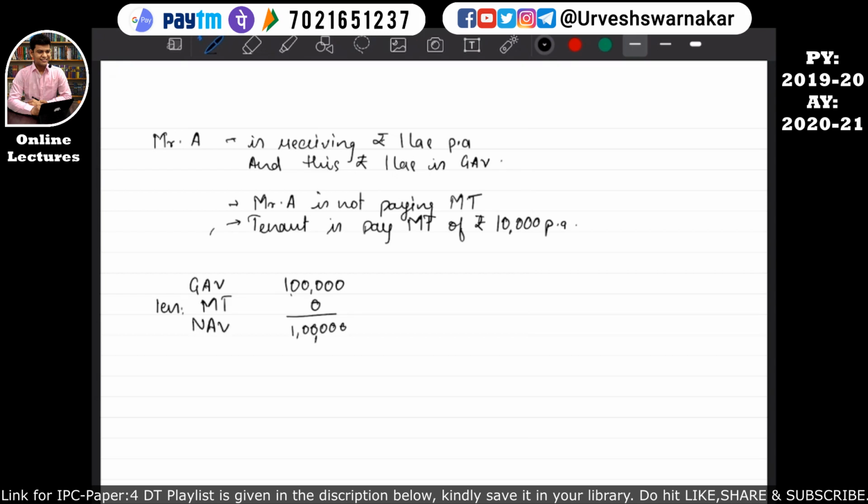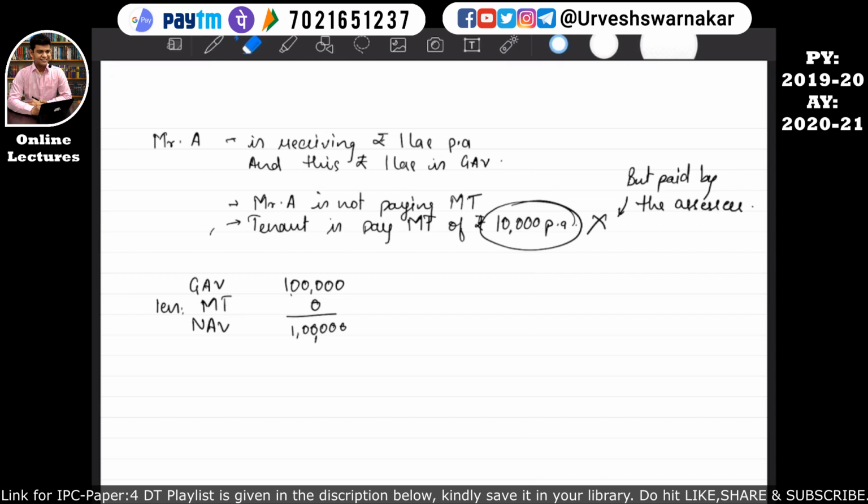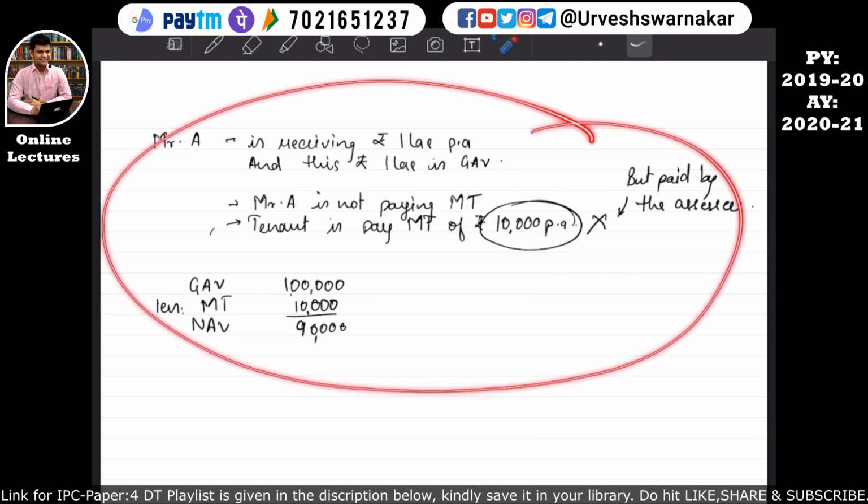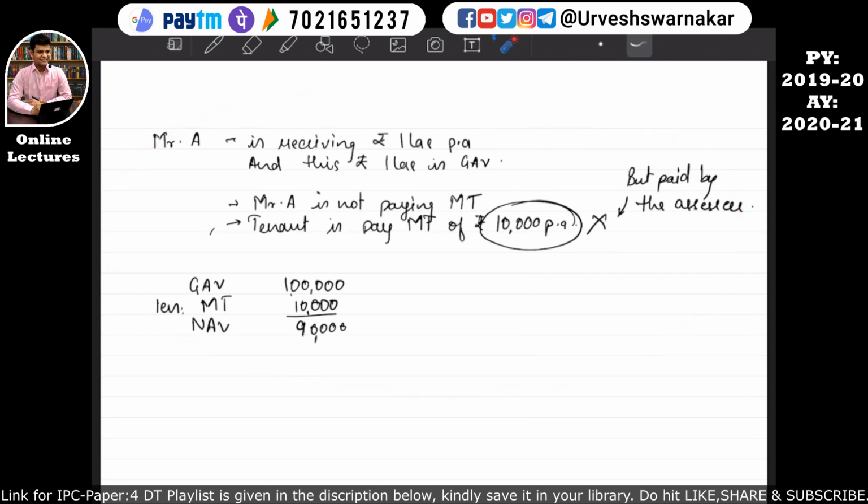But if this 10,000 had not been paid by the tenant but paid by the assessee, then only it would be allowed. That means this 10,000 will be allowed, so finally the NAV will become 90,000. I hope this is quite clear to you all. So there are different kinds of adjustments. If you understand this part only, that is sufficient enough, you will automatically understand all the different kinds of adjustments, like permutations and combinations made by the question.